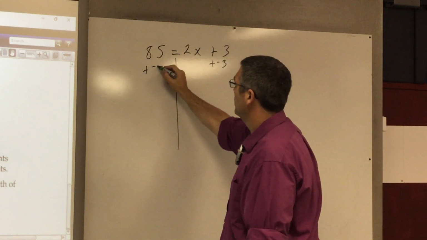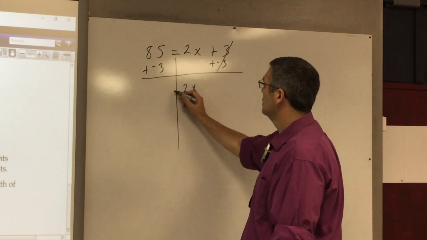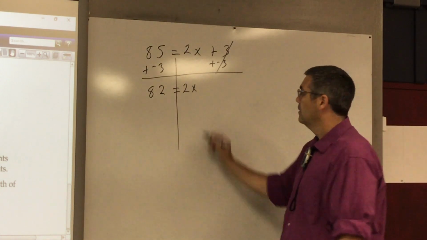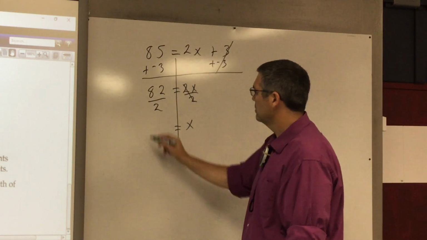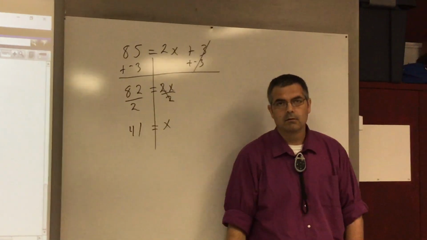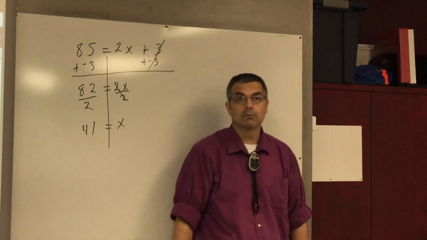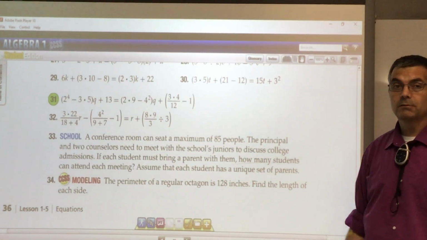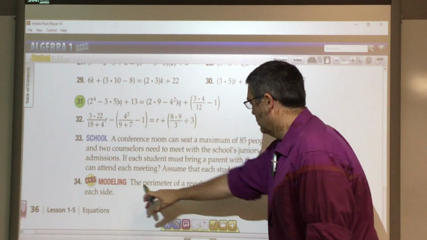Minus 3. Minus 3 cancels out. Bring down your 2x. Get you 82. Divide by 2. Divide by 2. X equals 41. You can fit 41 students into there because each student will bring 1 parent, and then you have your 3 administrators that are there with you. Okay? Not a bad problem. After I read it, I really like this problem because it really makes sense after you really kind of read it. All right, last one, and then we'll talk about just a minute.